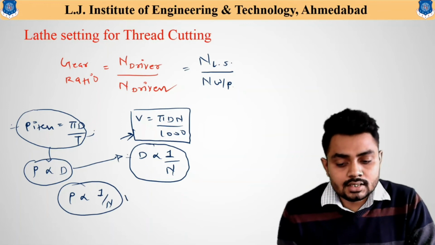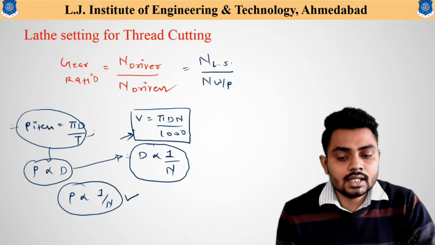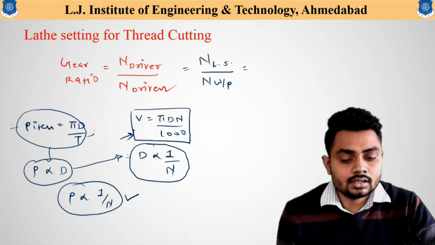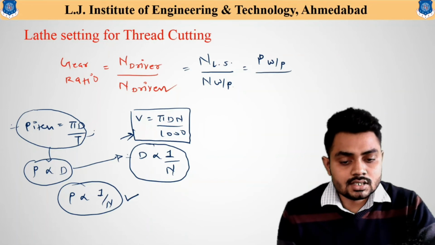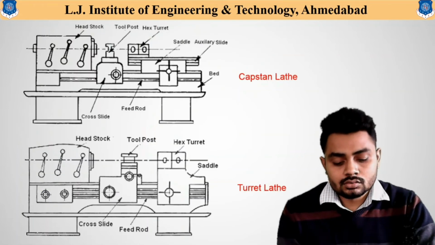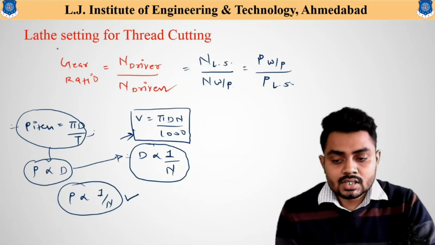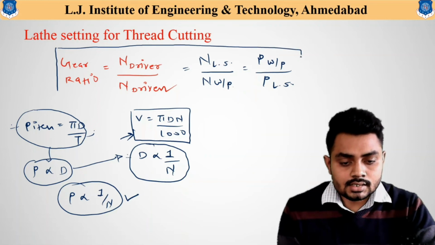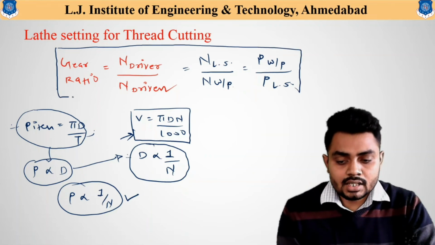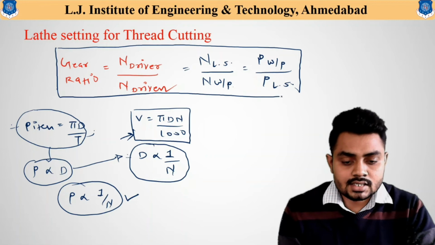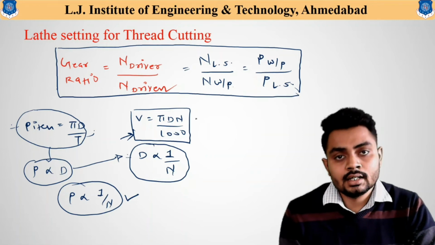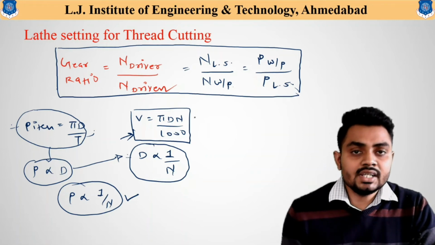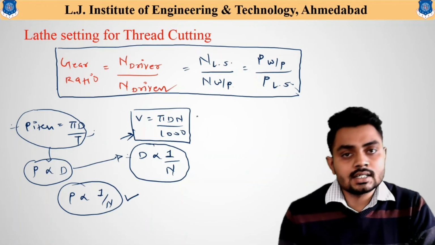So using this equation in our gear ratio equation, we can write that it equals the pitch of the workpiece divided by the pitch of the lead screw. So this gives the relationship between the RPM of the driver and driven, that means lead screw and the workpiece, and the relationship between pitch and RPM of different gears.